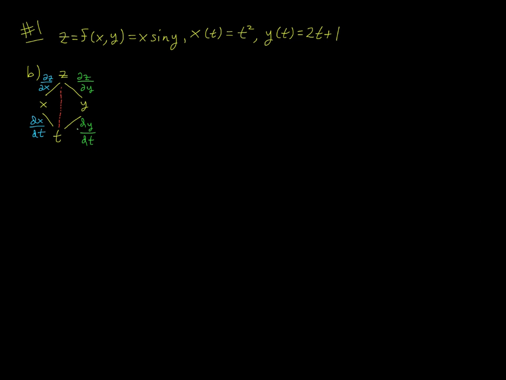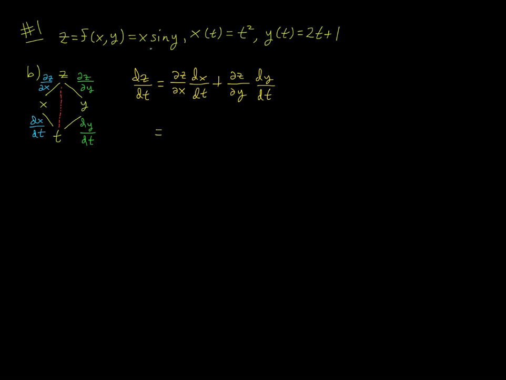Okay, so here I've just copied that diagram from before down for our reference. And so here's what I'm going to do. I'm going to do dz dt, which is equal to the product of these blue rates, so del z del x times dx dt, plus the product of these green rates, so del z del y times dy dt.